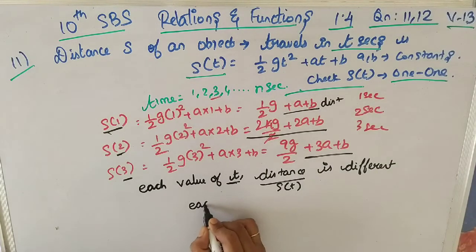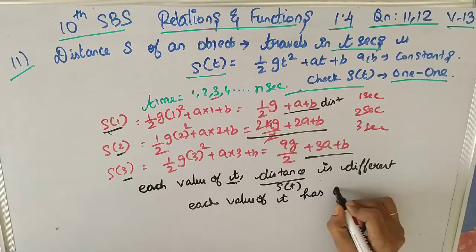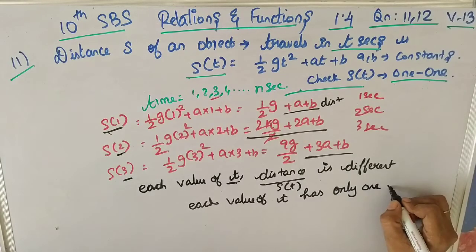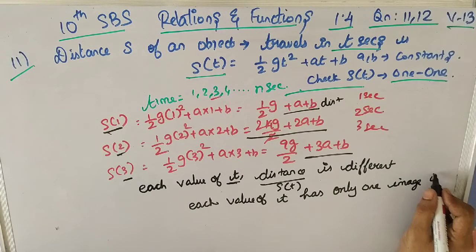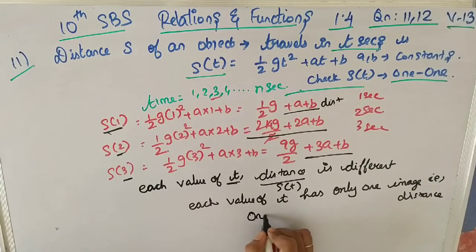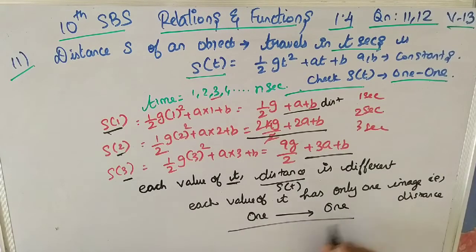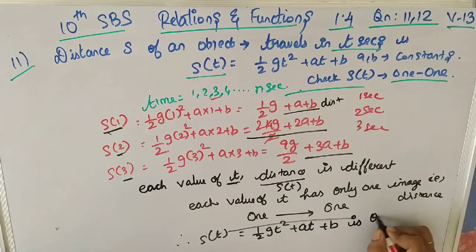What does it mean? Let's say t is the domain and S of t is the codomain. So for every value of the domain we have one image in the codomain. For every value of t in the domain we have one image S of t in the codomain. One time, one image. Can you understand? So since each value of t has one image in the codomain, S of t is equal to half gt squared plus at plus b is a one-to-one function. Can you follow me?